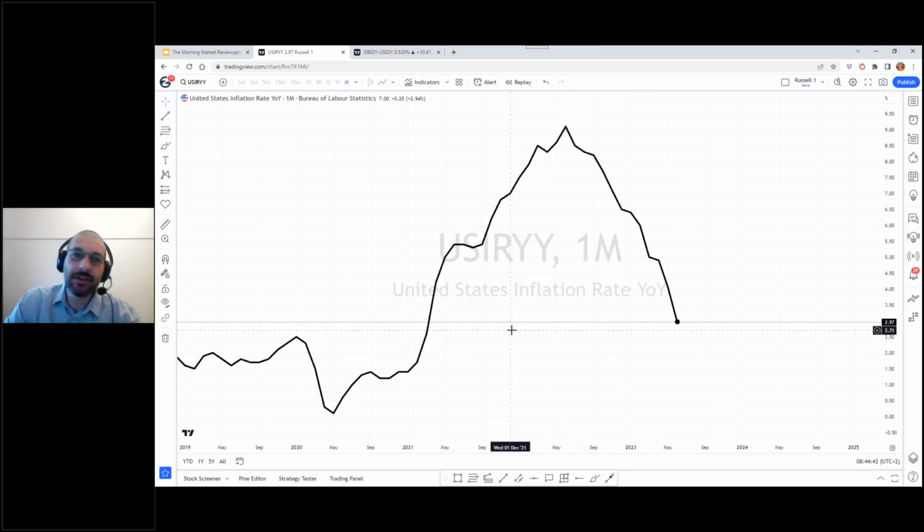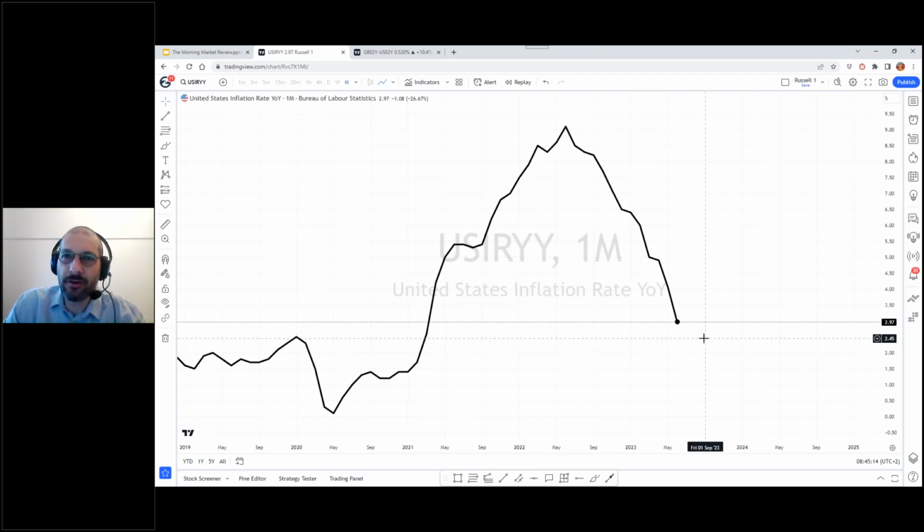So this is the United States inflation rate. This is the last print, came out on Tuesday, I think. It's dropped below 3%. United States. All right. So remember, we're looking at cable. So what's the US inflation rate got to do with it? Fair question. Let's take a look at the United Kingdom inflation rate.